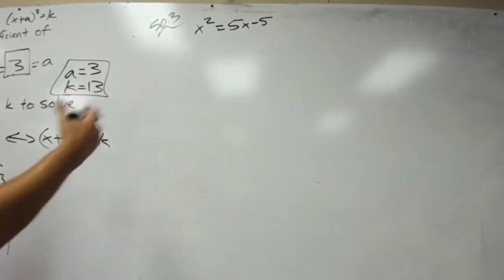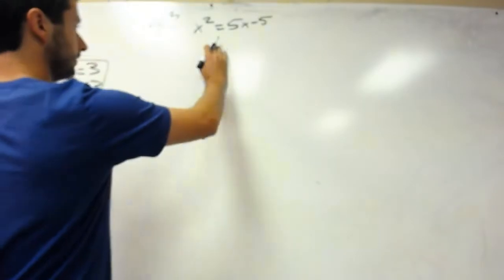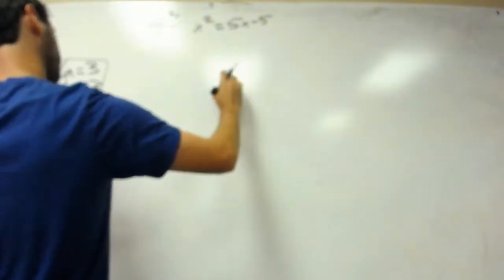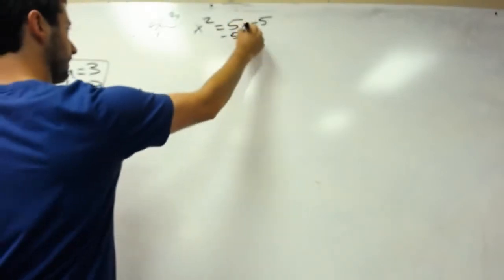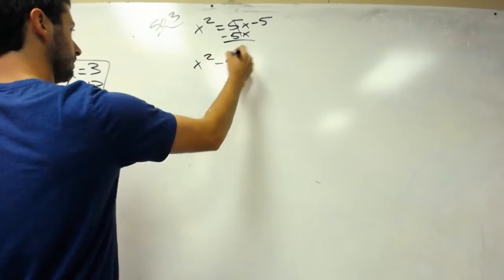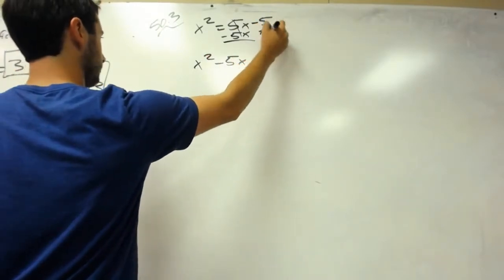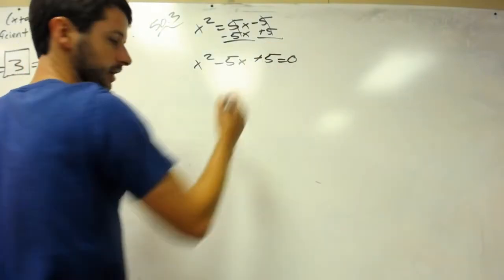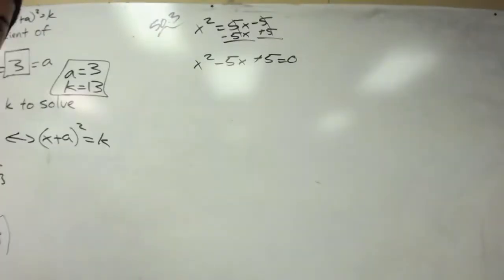First thing you want to do is get it in order to where it's x squared, x, then the one with no x. So we need to subtract 5x and add the 5. So now it looks like that, and now we can start working on it. X squared minus 5x plus 5, and the x squared is positive.